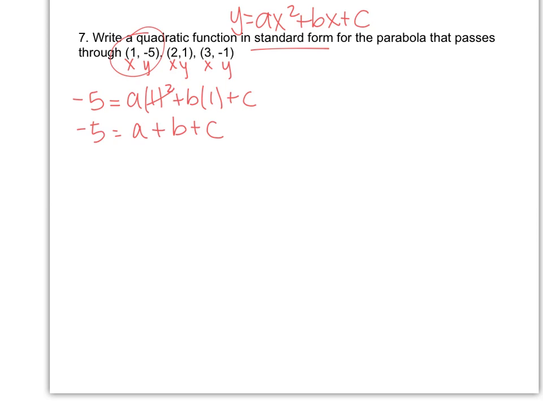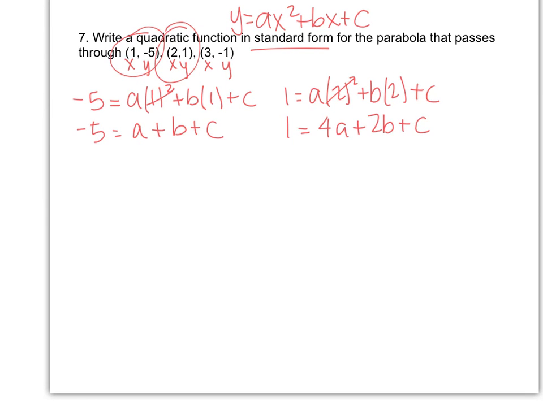I'm going to do the same thing for the second point. So y is 1. We don't know a. X is 2. We don't know b. X is 2. So that's going to give me a 4. So I'm going to have 1 equals 4a plus 2b plus c.